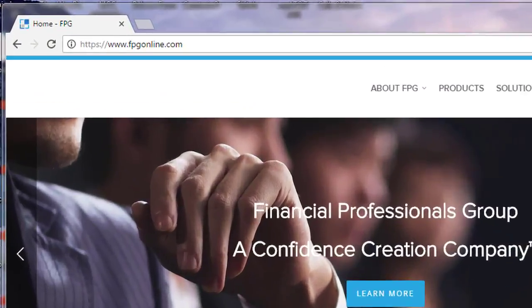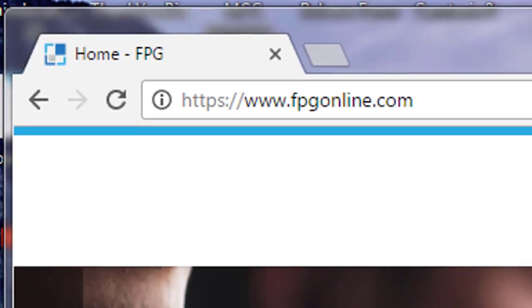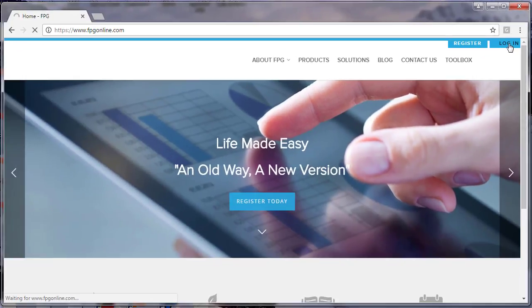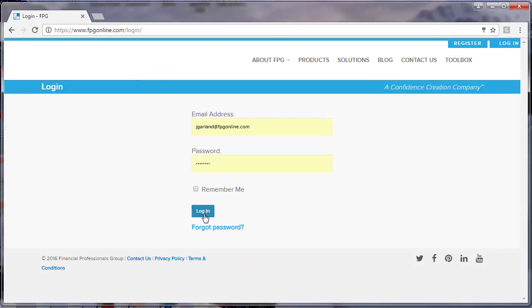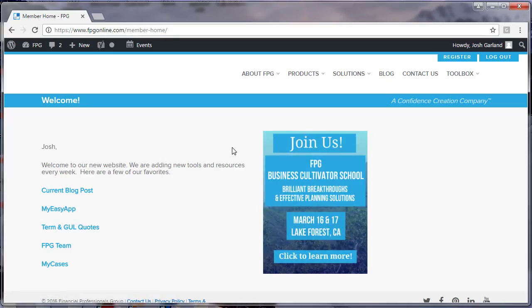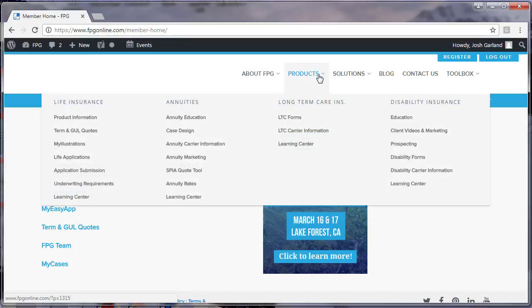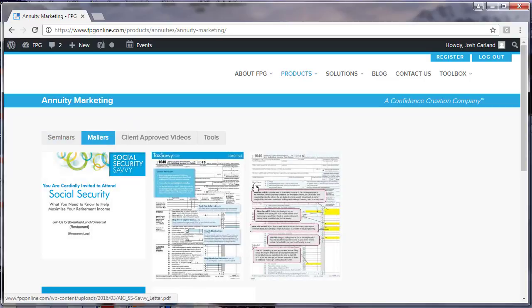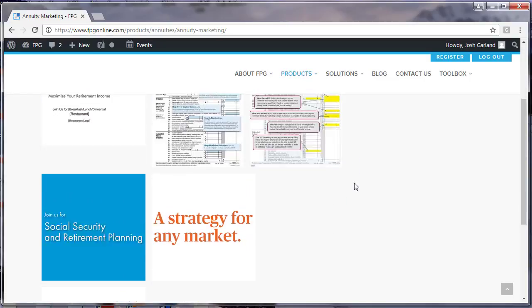If you go to the fpgonline.com website, and once you get there, go ahead and log in. Then once you are logged in, up on the top where it has products and the drop down, you're going to go to annuity marketing. Once you arrive at the annuity marketing page, go ahead and click the tab for mailers. And we'll have some mailer options that are in here.